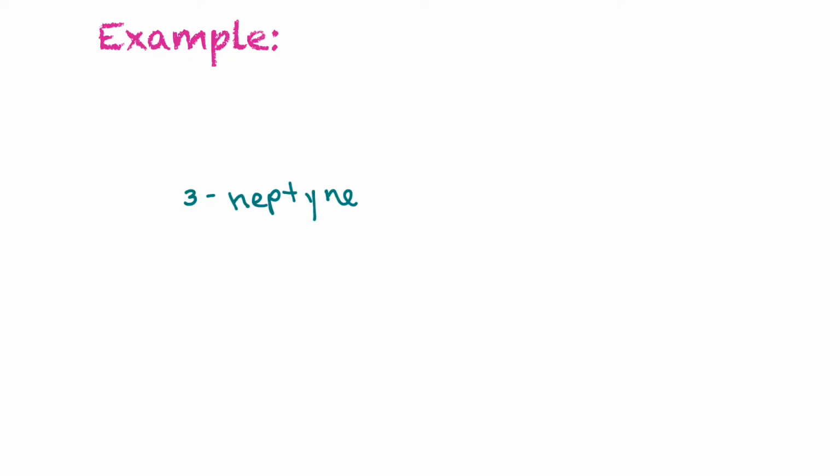So in this example, we're being asked to draw 3-heptyne. So we're going to draw that out. We're going to draw the parent chain first. So 1, 2, 3, 4, 5, 6, 7. And it's saying that between carbon 3 and 4, there is a triple bond. So that would be right here. So I'll add in a triple bond.